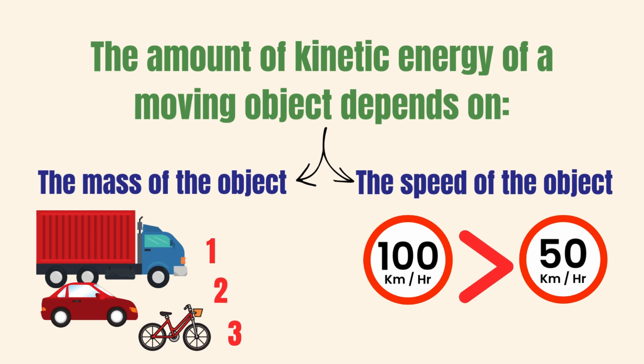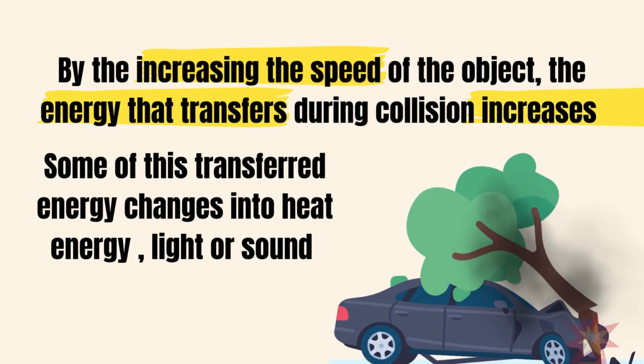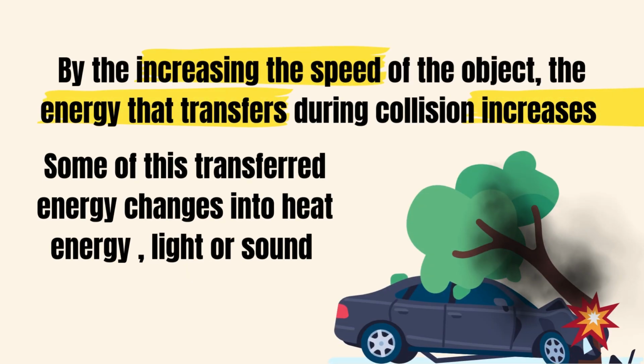So here, by increasing the speed of an object, the kinetic energy of this object increases. When this object collides with another object, what happens? This kinetic energy transfers to the other object, and it will cause more damage. Yes, and some of this kinetic energy will change into another form, like heat, light, or sound, as you see here in this picture, the tree is completely damaged. Thus, see here the effect of the speed on the collision.